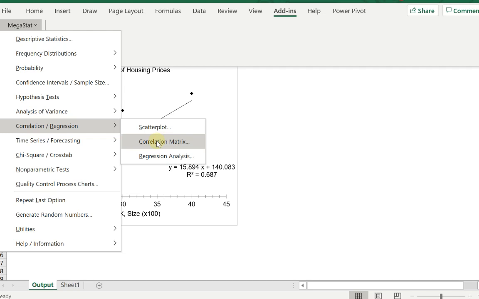You do not need to use correlation matrix. We use correlation matrix in multiple regression. We don't use it in single linear regression, simple linear regression, where I have a single x. That's for if you have x1, x2, x3, where you can look at correlation among independent variables. So we're just going to go regression analysis.